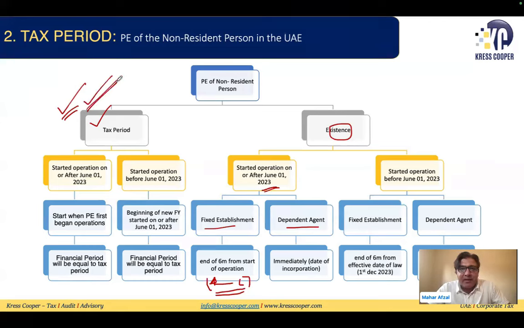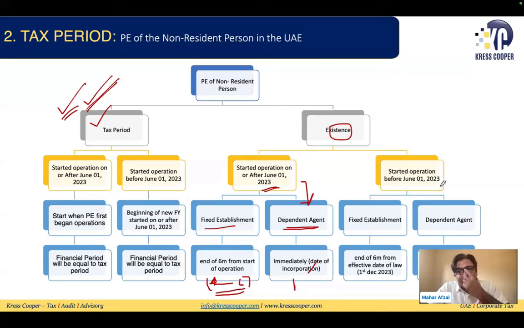If the PE exists, then we need to apply this criteria to assess the tax period and to calculate the taxable income. If this PE is established through a dependent agent, the law says that basically it should not be the date of incorporation; the date on which this person starts working exclusively for the non-resident person will be considered the date the PE exists.